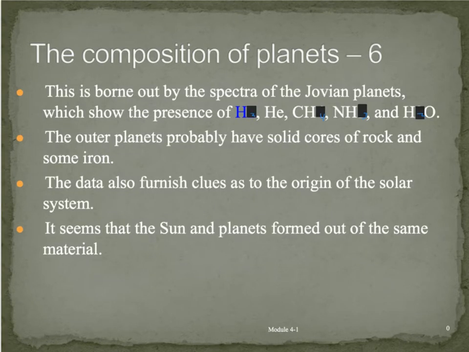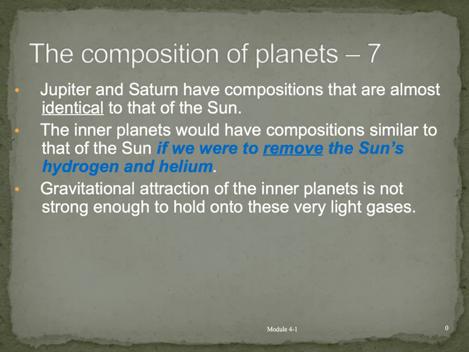The spectral analysis of the Jovian planets shows that they have hydrogen, helium, methane, ammonia, and water. The outer planets probably have solid cores of rock and some iron. The data also furnishes clues as to the origin of the solar system. It seems that the Sun and the planets formed out of the exact same material. Jupiter and Saturn have compositions that are almost identical to the Sun. The inner planets would have compositions similar to the Sun, here's the key phrase, if we were to remove the Sun's hydrogen and helium. The gravitational attraction of the inner planets is not strong enough to hold on to these very low mass gases because the inner planets themselves have very low masses.